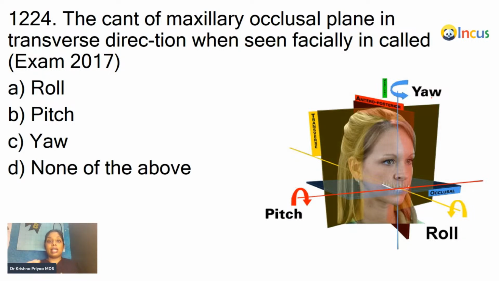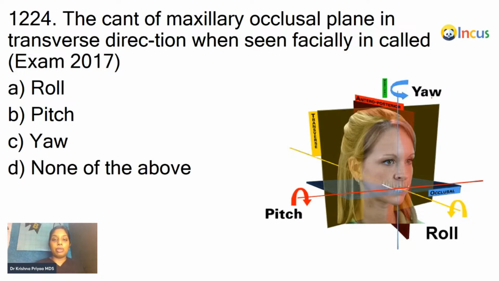So based on these dimensions, we will be talking about three terminologies. One is pitch, one is roll, and one is yaw. Since the action of the tooth doesn't actually correspond to the dimension it is presented in, I'll be very clear with this. First, we'll be talking about anterior posterior. In anterior posterior, the terminology is pitching up of the maxilla and pitching down of the mandibular maxilla as such.